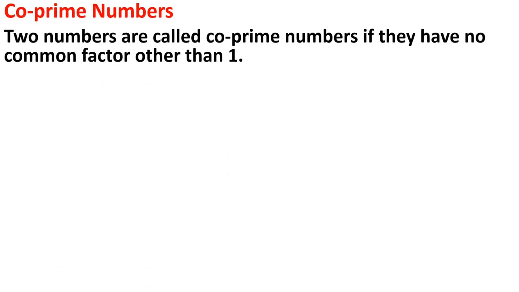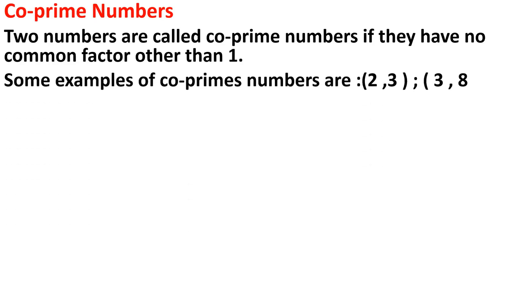Next we have done co-prime numbers. Two numbers are called co-prime numbers if they have no common factor other than 1. Means if there is only 1 as their common factor, then such numbers are called co-prime numbers. Again, there are many examples. I have written here 2 and 3. These are two prime numbers whose common factor is only 1.